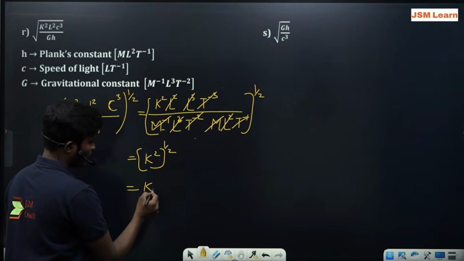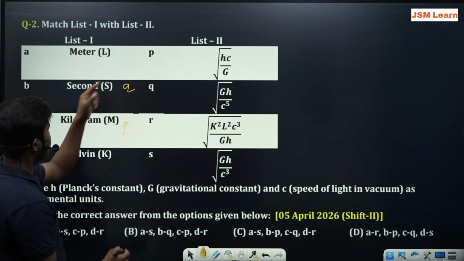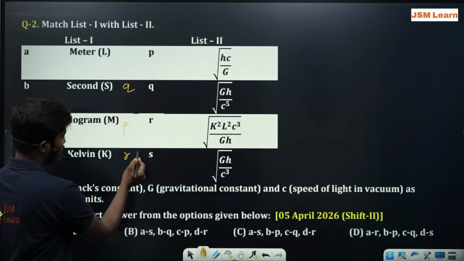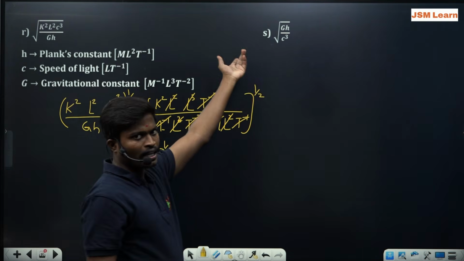So this will be Kelvin. So for the third one we get Kelvin. So this will be our option R. And if you solve the last one, you will get exactly the remaining option.